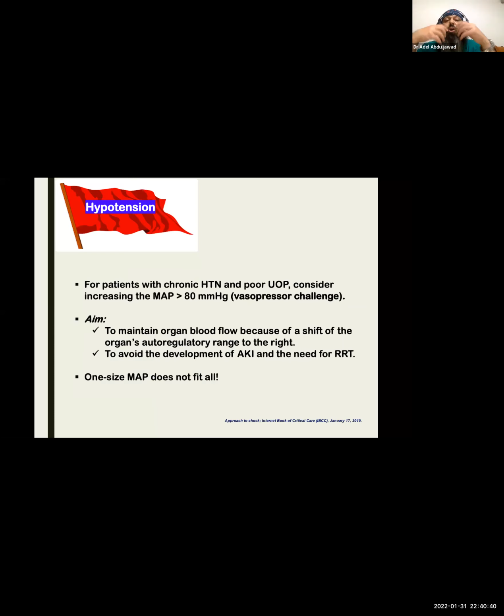For a patient with chronic hypertension and decline in the urine output, consider a higher MAP. Why? Because those patients are accustomed to a higher perfusion pressure for their kidneys or for the organ blood flow. And your aim is to maintain 80 or more for people who are hypertensive, not 65 like the Surviving Sepsis Campaign is telling you. Your aim to maintain a higher MAP is to shift the organ's autoregulatory curve or range to the right.